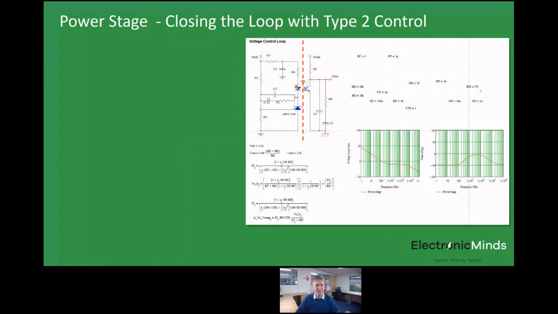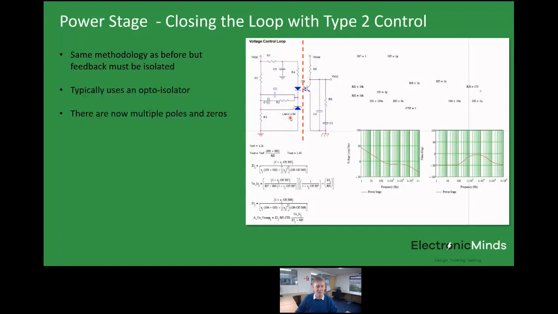The way an optocoupler works is that the current on the output side is the same as the current on the input side multiplied by the current transfer ratio. This uses an LM431. In fact, I'll just click through here. The same methodology is used as before with the non-isolated approach, but the feedback obviously has to be isolated, and it uses that optocoupler. The reason it's more complex to model is there are now multiple poles and zeros you have to think about in this system, and depending on how you implement it, not all of them will be there.